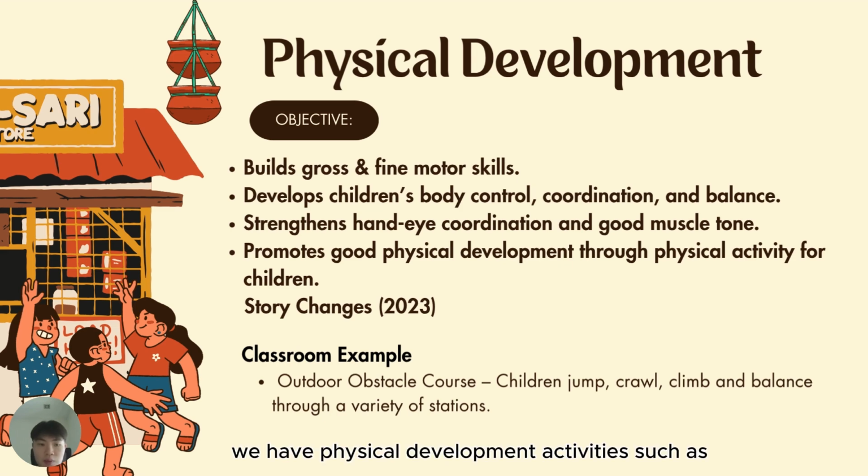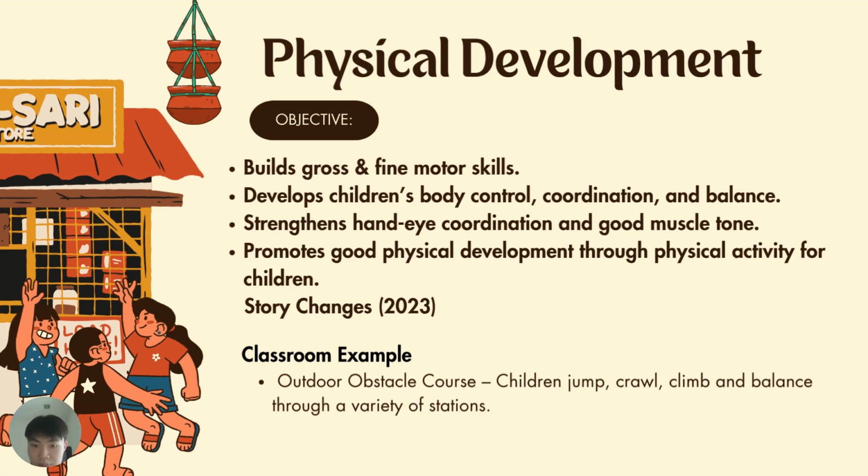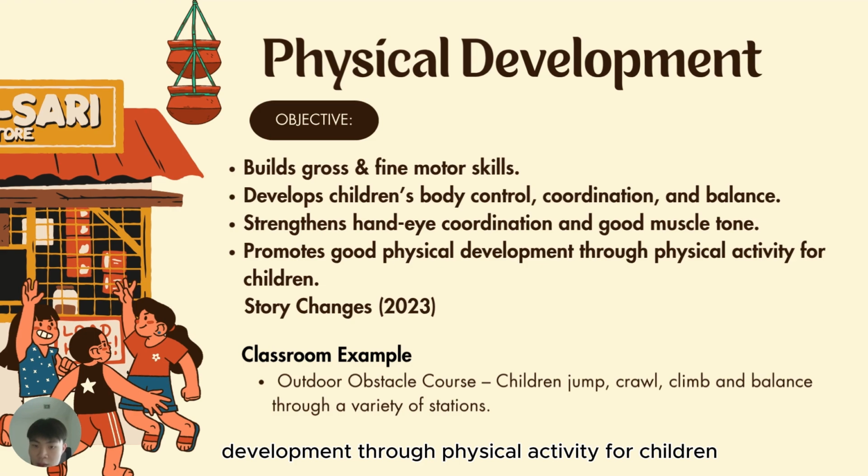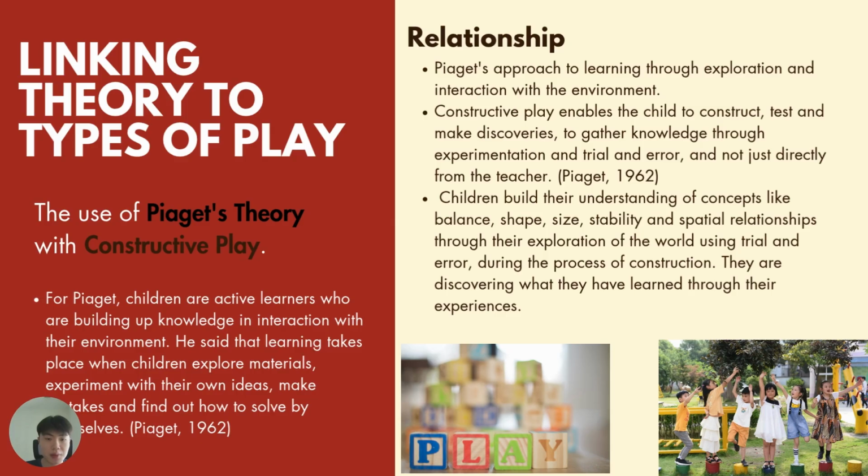So finally, we have physical development activities such as outdoor obstacle courses. Children jump, crawl, climb, and balance through a variety of stations. So this can strengthen hand-eye coordination and good muscle tone. They can build their gross and fine motor skills, and develop body control, coordination, and balance. This promotes good physical development through physical activity, which is very good for them.